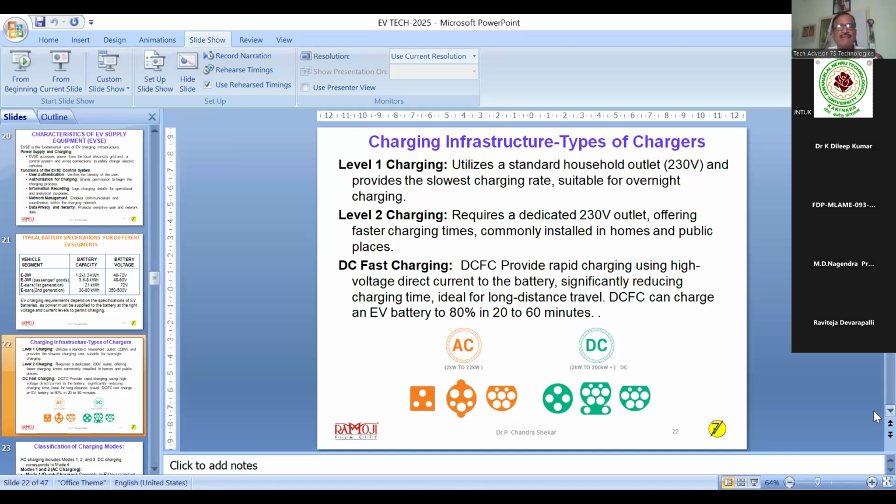Level 2 charging requires a dedicated outlet offering faster charging times, commonly used in homes and public areas. That means apartment type. DC fast charging provides rapid charging using high voltage direct current to the battery, significantly reducing the charging time. Ideal for long distance travel. DCFC can charge an EV battery to 80% in 20 to 60 minutes.